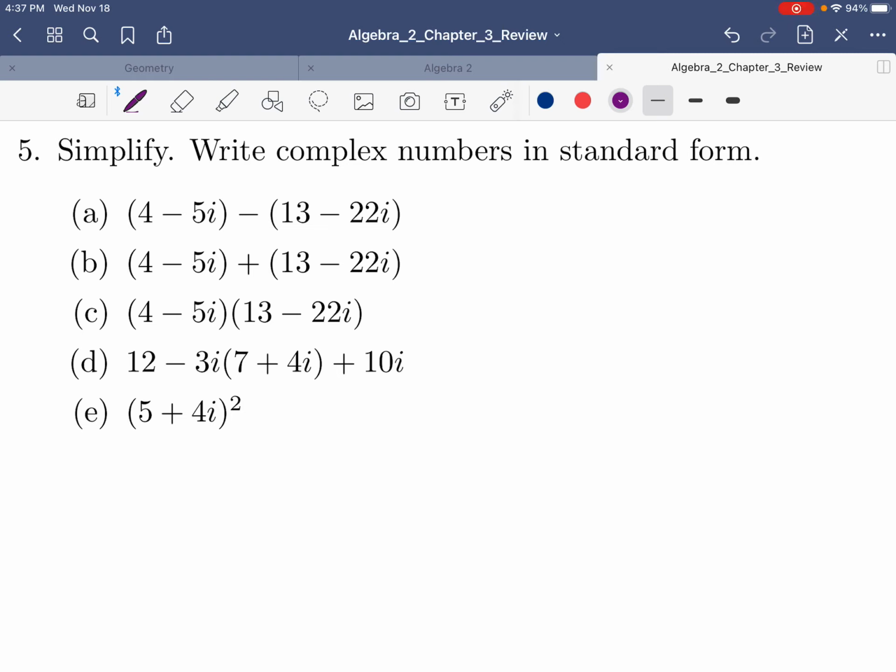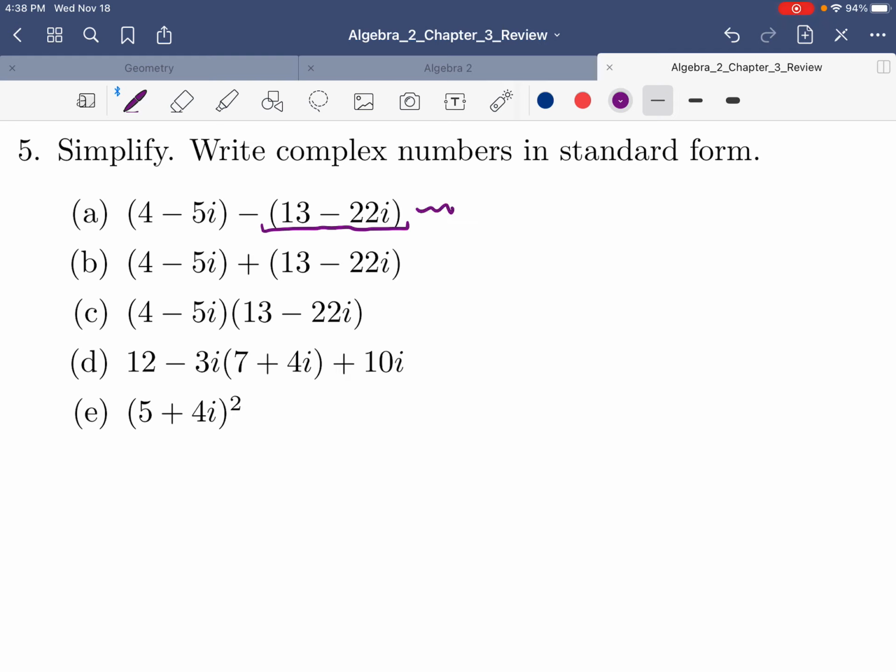Question number 5. Simplify. Write your complex numbers in standard form. Okay, so question A is subtraction. And all this means, when you subtract a parentheses, it just means the opposite of whatever's in that parentheses.